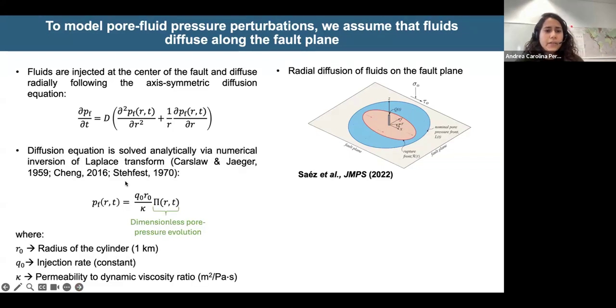So the diffusion equation is solved analytically via the numerical inversion of the Laplace transform. This is given by this equation here, where Q sub 0 is the injection rate. We assume there's a constant injection rate, and R sub 0 is the radius of the circular cylinder where the fluids are injected, and this has a radius of 1 kilometer. And this kappa is the permeability to dynamic viscosity ratio. This term here gives the dimensionless pore pressure evolution, which we solve using this Stehfest method.